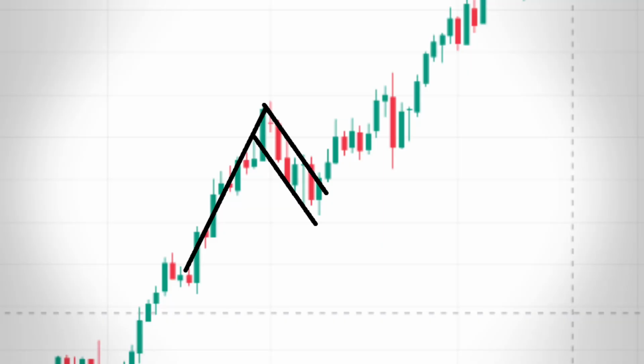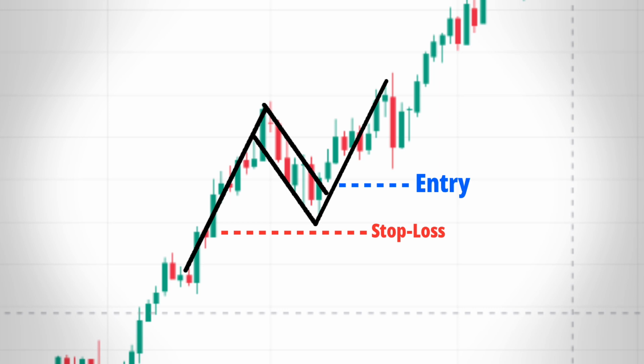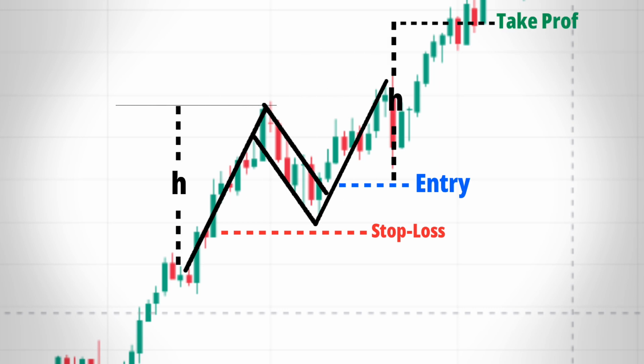Let's see how to trade the bullish flag. First, wait for price to break the upper trend line of the flag. Then enter your trade on the breakout. Set your stop loss just below the flag. A common profit target is to measure the height of the flagpole and project it upwards from the breakout point.